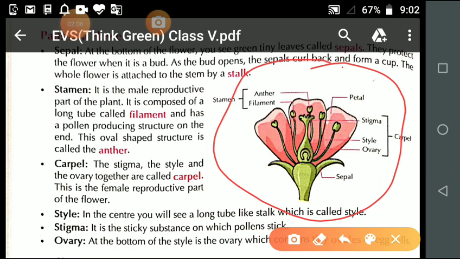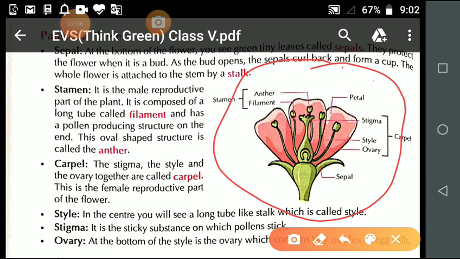So, what is stamen? Stamen is also known as the male reproductive part of a flower, and it consists of a filament, which is a thread-like structure, with a circular structure, the anther, on the top. And what is inside the anther? Pollen. Pollen is produced by the anther. This is the male reproductive part, that is the stamen.